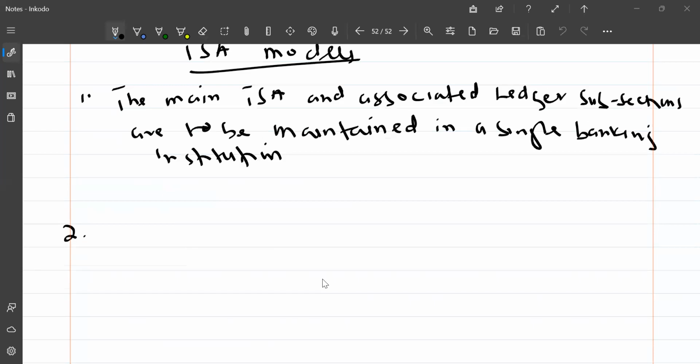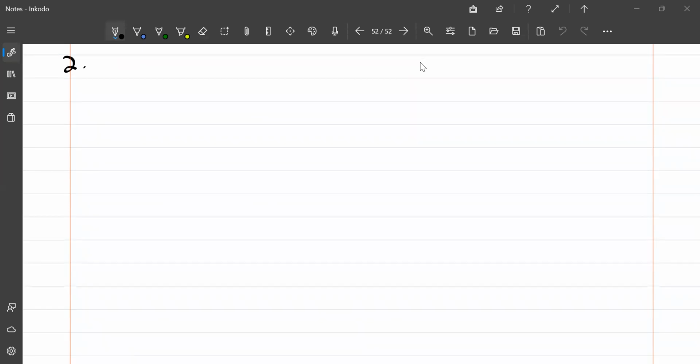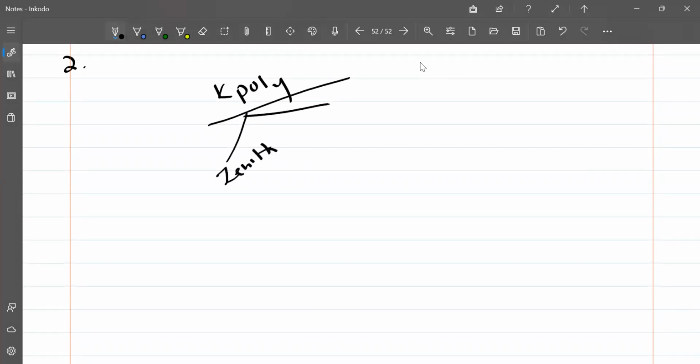Okay, so this is the second point. Take Kumasi Polytechnic, right? Kumasi Polytechnic has accounts with Zenith Bank and GCB Bank. Is that clear? And they have a main account with BOG, which is for the Government of Ghana to give a unified version of the account.